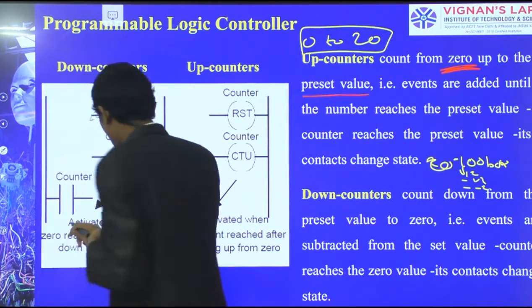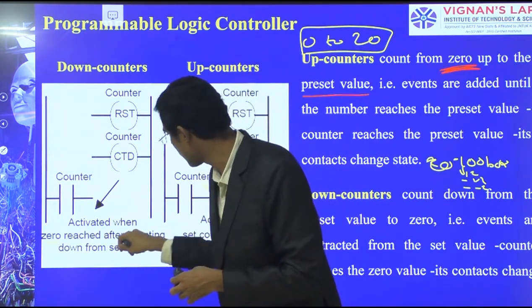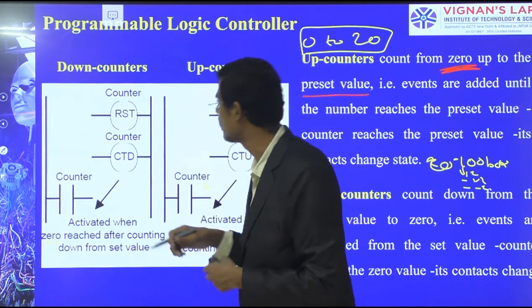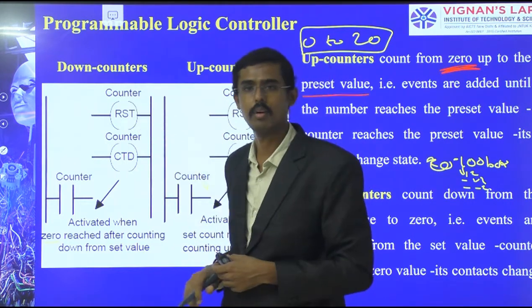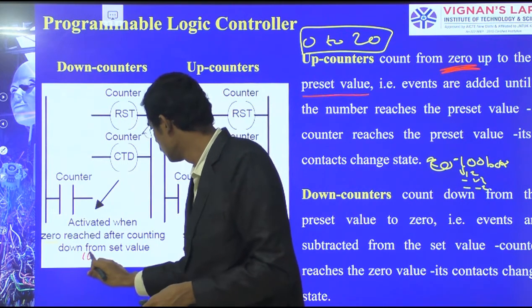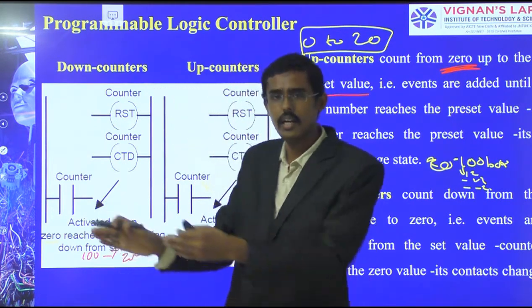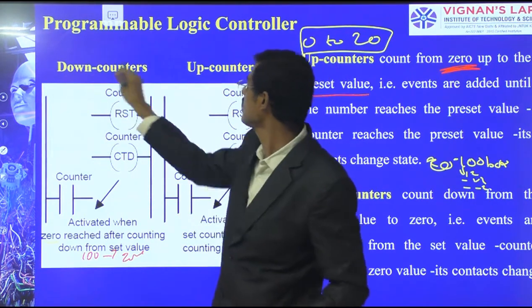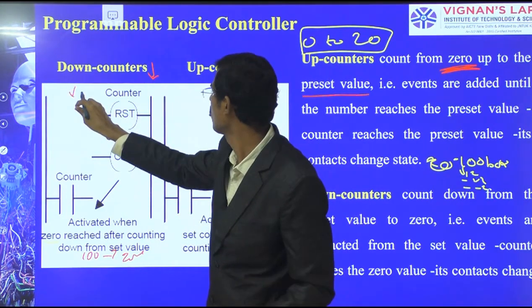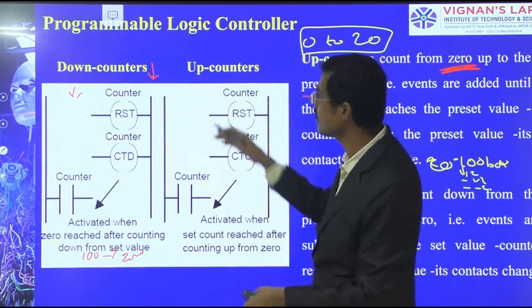So it is activated when 0 is reached after counting down the set value. It is called a down counter. From 100 to 0, it is counted. Reverse counting, I call it a down counter. And then again it is restarted. But here it is an up counter.